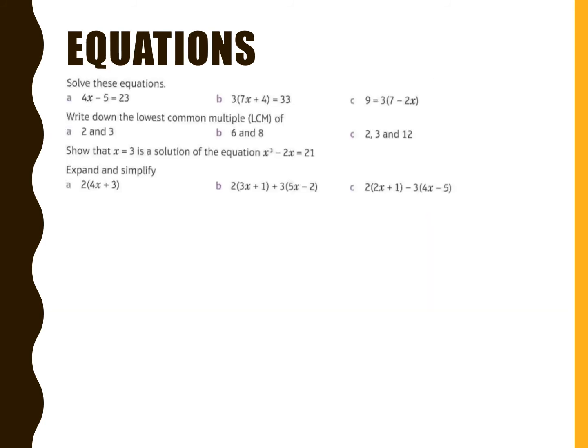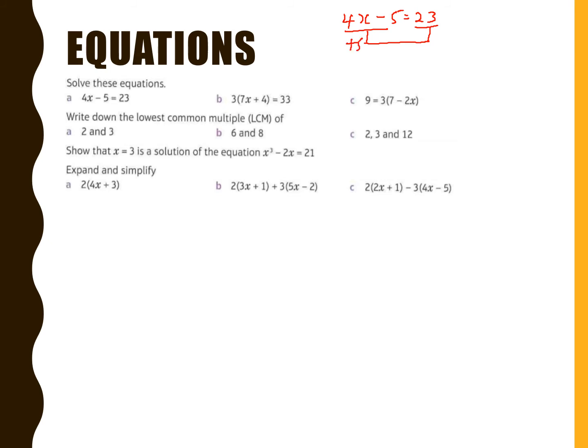Okay, so solve these equations. This equation, let's try and do this together as in class. So 4x minus 5 equals 23. I always encourage my students to focus on this equal sign. Whatever you do on this side, you have to do on the other side because of this balance. It means that this is equal to this. So I'm trying to find the value of x. Whenever you're solving equations, you're finding the value of the unknown in that equation.